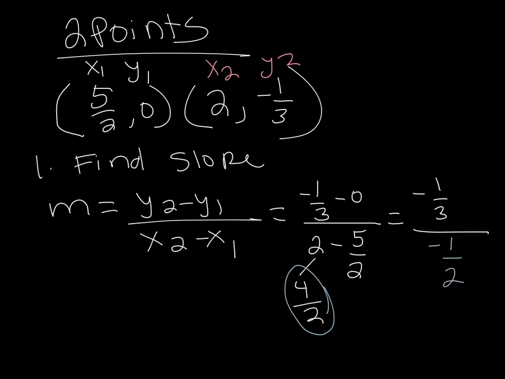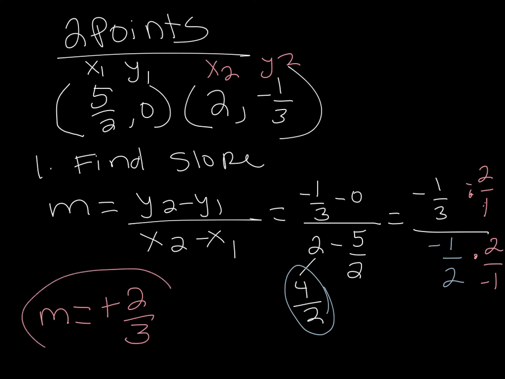And now you have a fraction over a fraction. And so what you want to do here to clear that is simply multiply by the reciprocal. So if I multiply by the reciprocal, 2, and don't forget our negative, I can now see that my answer is going to be a positive 2/3. So m is equal to a positive 2/3.